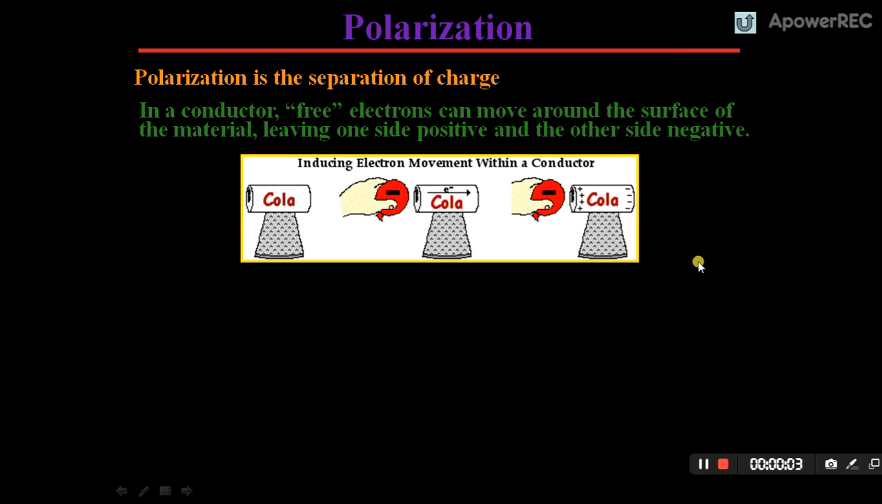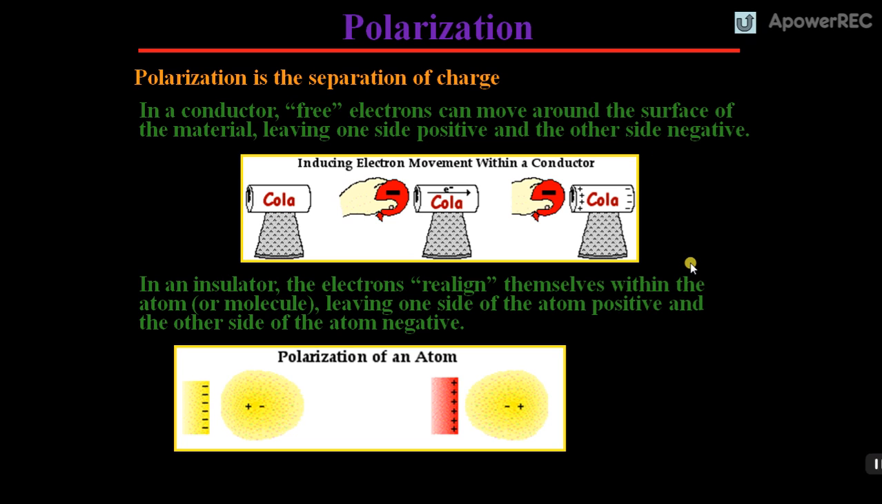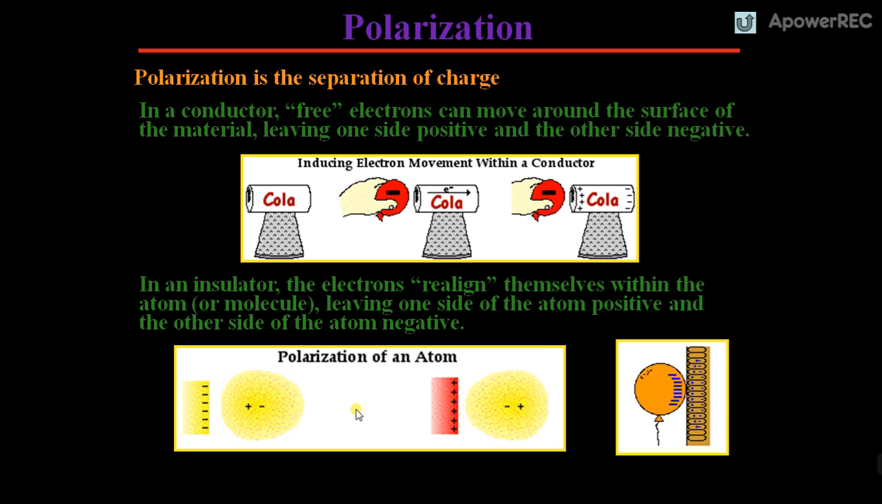The other side negative. In an insulator, the electrons rearrange themselves within the atom or molecule, leaving one side of the atom positive and the other side negative. The polarization of an atom is nothing but the separation of charges by keeping another material very near. As expected, when these negative charges are very near a material, the positive charges are attracted by these, and the positive and negative charges in this material are separated.